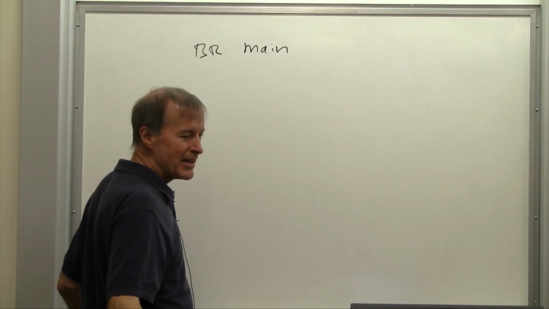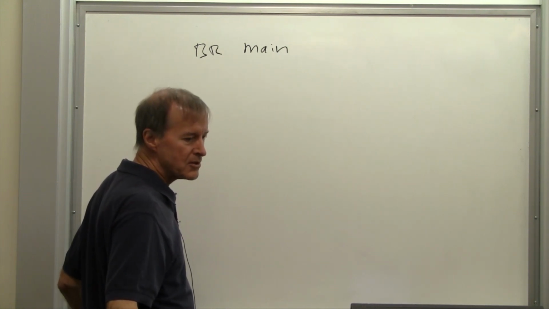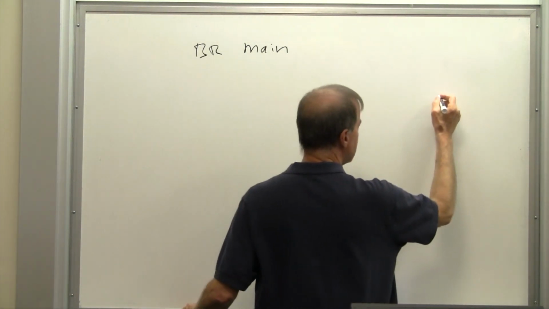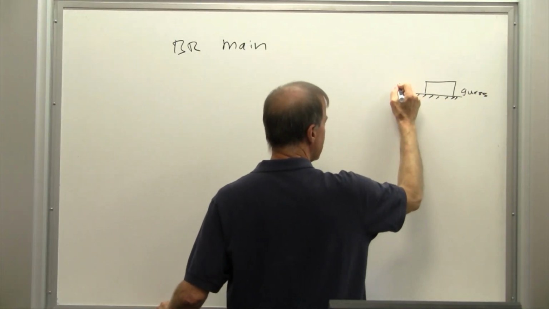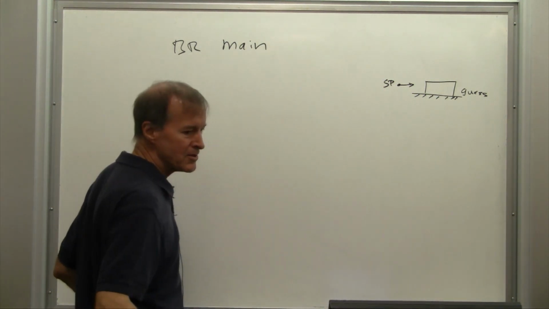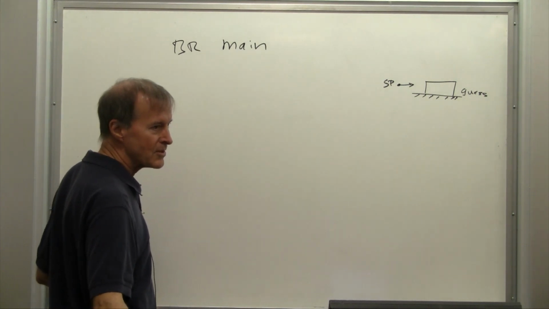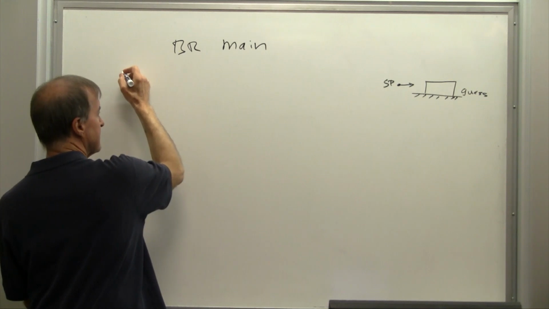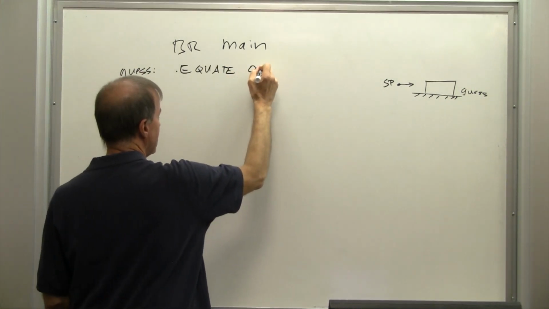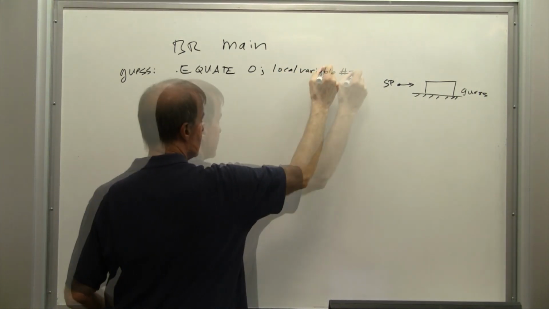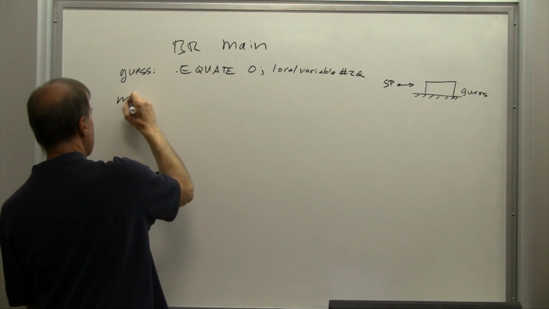Okay, so branch to main, and now do we have local variables? Yes or no? Yes. And so what do we have? Guess. Oh, so what's our memory model? Guess. And here, it's very simple. The stack pointer is here. So what does guess equate to, rather? 0. Yeah, so here we have guess .EQUATE 0, and this is a local variable, stack, and then here is main.